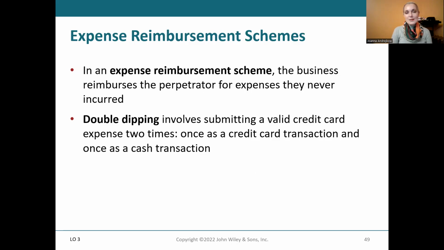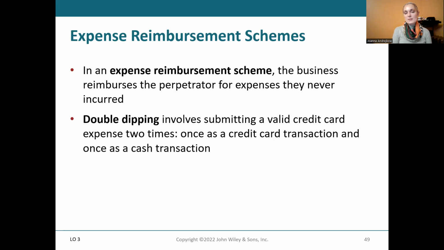The most common asset reimbursement scheme is expense reimbursement. So in an expense reimbursement scheme, the business reimburses the perpetrator for expenses that they never incurred. So you might submit an expense claim twice and get reimbursed twice. And this is what double dipping is.